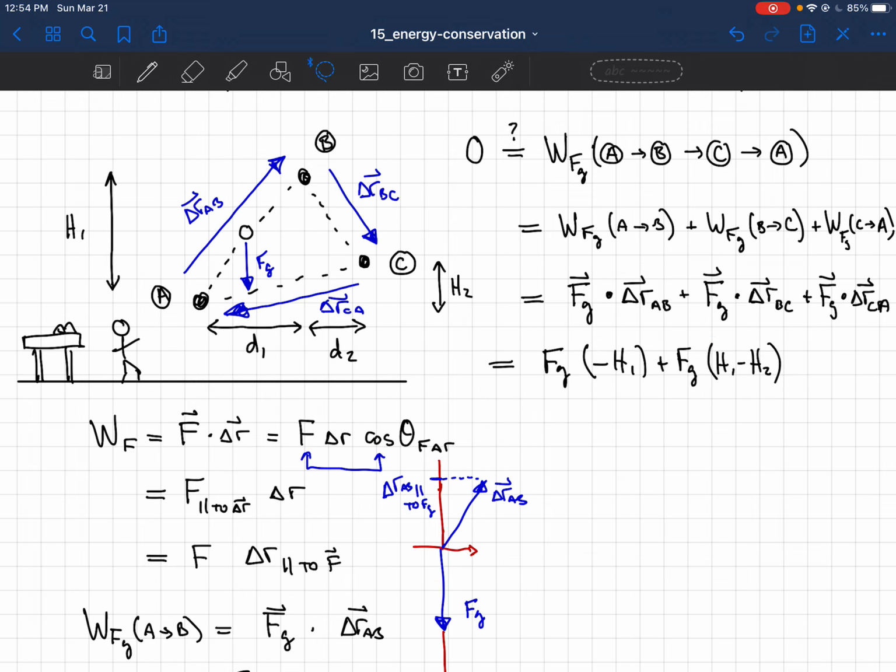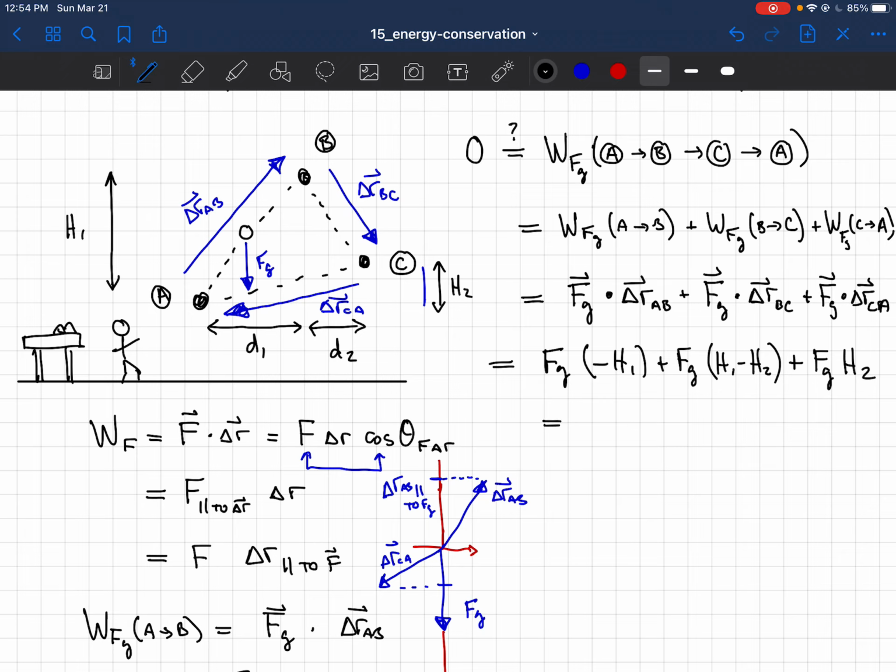And then finally we can do the last one. So the last one is Fg times the component of RCA parallel to Fg. Well, this should turn out to be positive again, so maybe I can just draw it for you here. Here's delta RCA, and its component would be a positive number there. And what is that? Well, that's just exactly equal to delta H2. So this is going to be Fg H2.